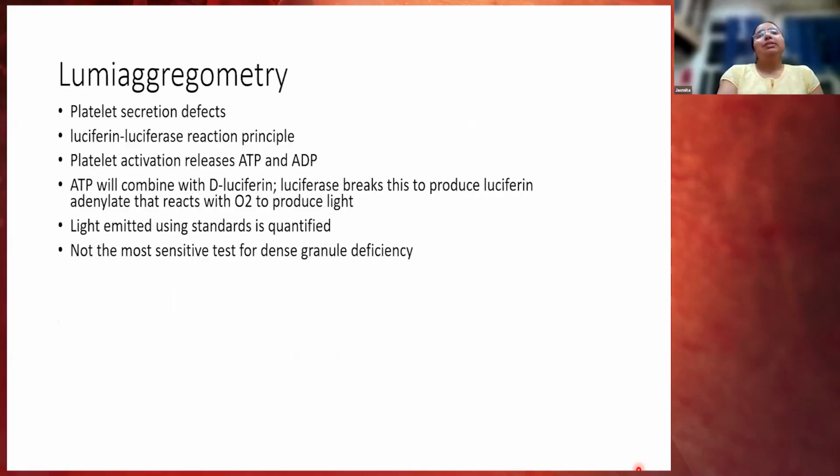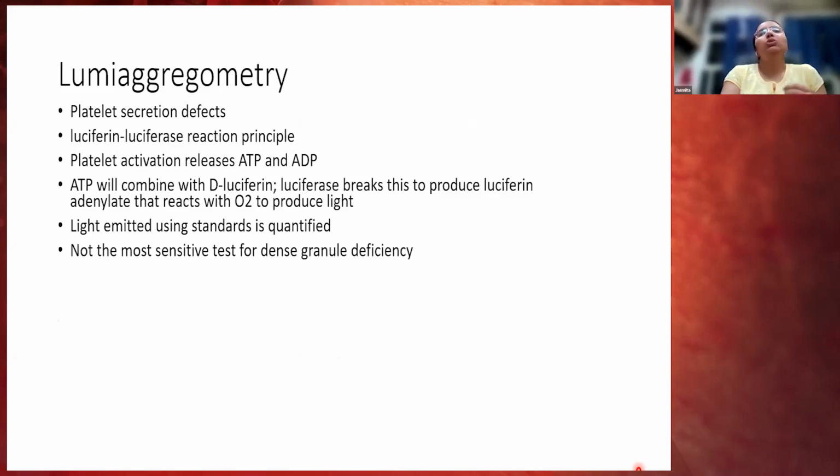So again, what is the next step? The next step is we can use Lumi aggregometry to find out if there is a secretion defect or not. This works on the luciferin-luciferase reaction principle. Platelet activation will release ATP and ADP. So ATP will combine with D-luciferin.